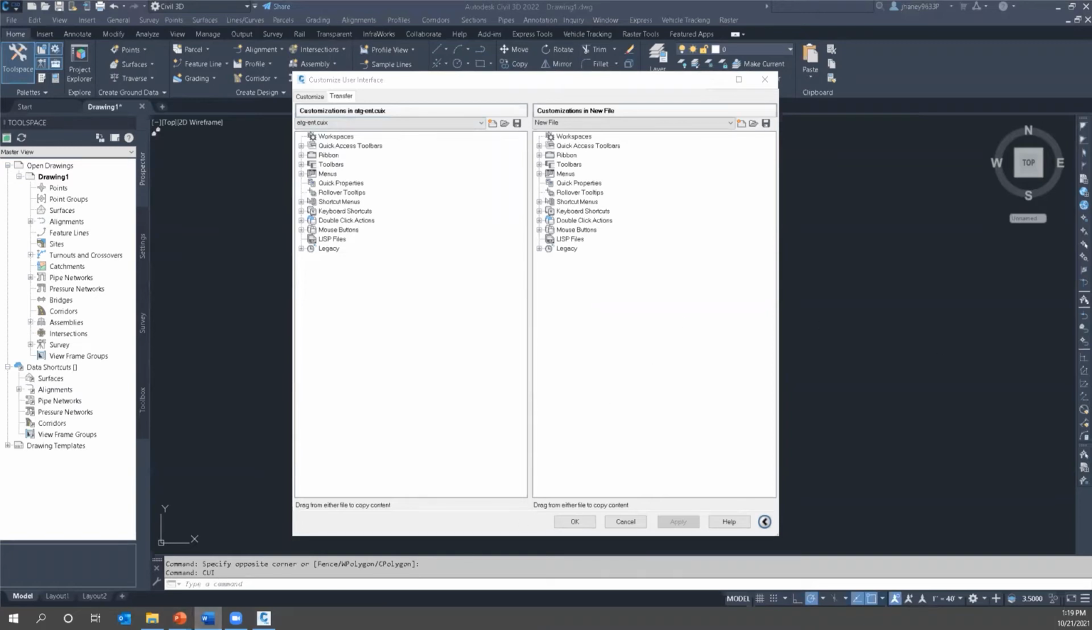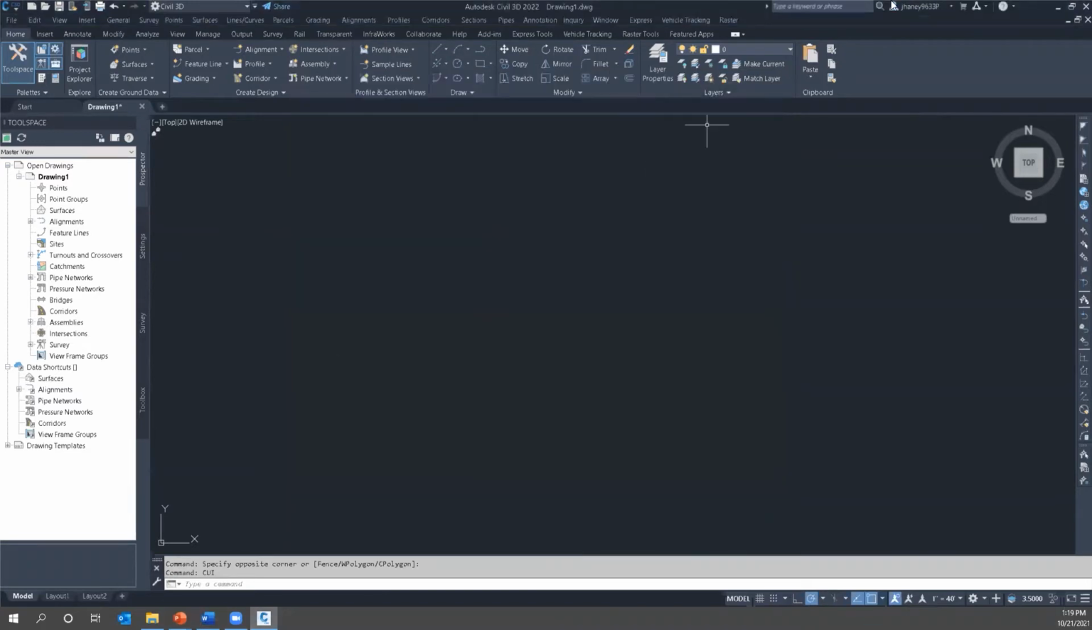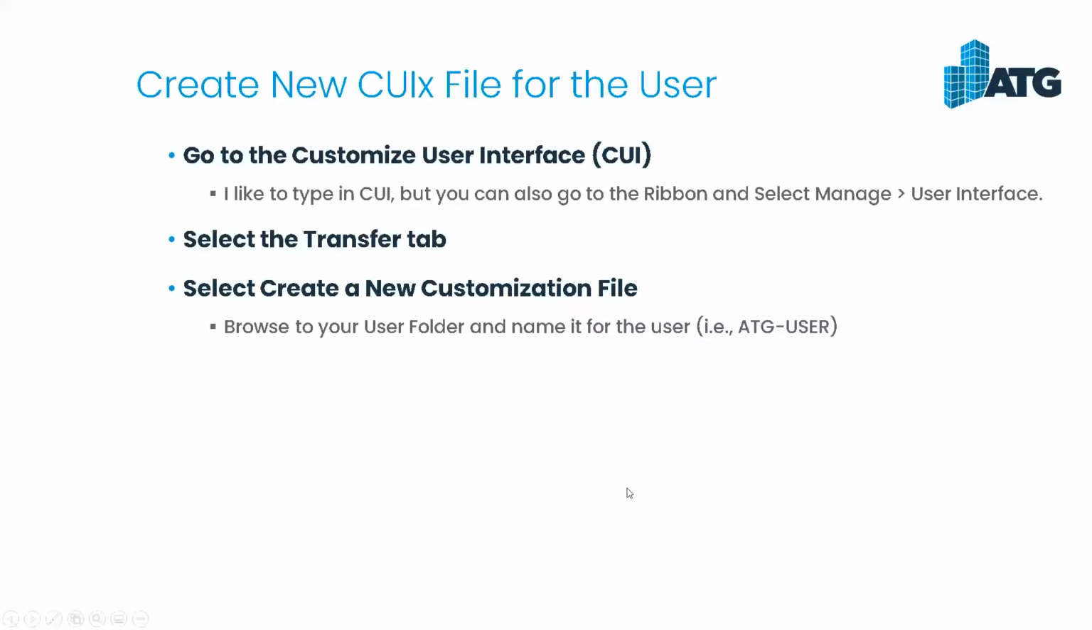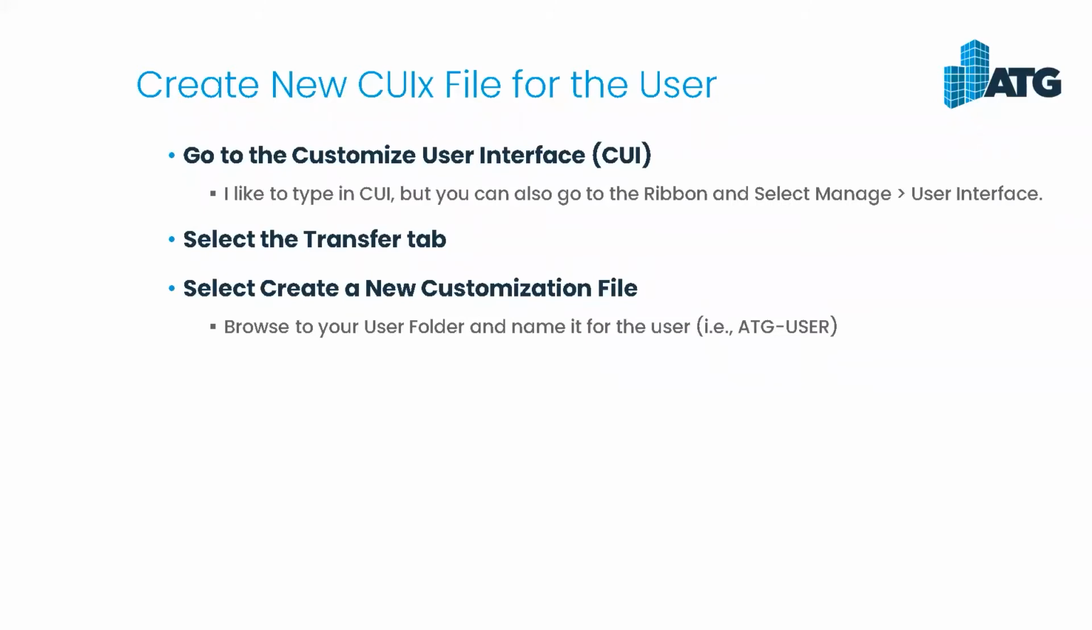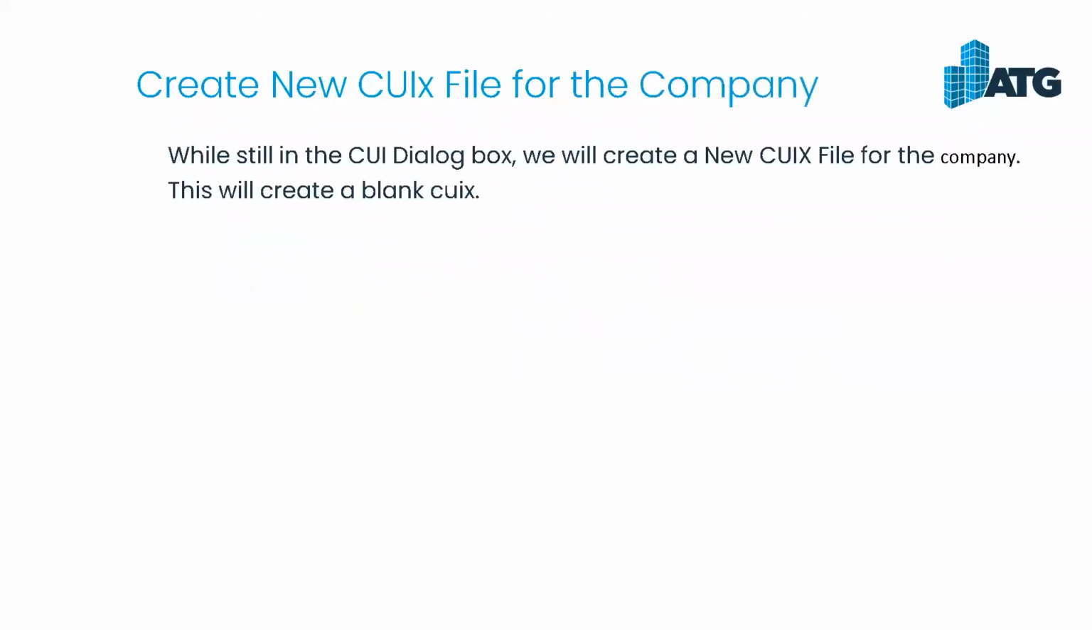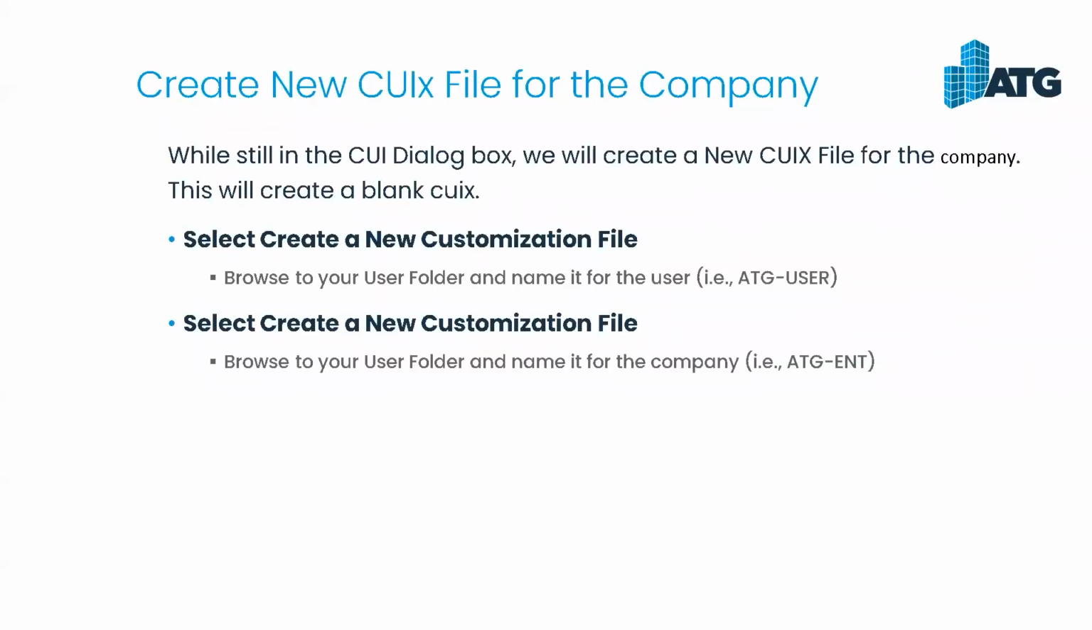So if we go back over, let me go ahead and hit OK here. If we go back to our slideshow, create a new CUI. We just did the CUI for the user. We've already created the one for the company, but this is the process. We selected create a new customization file, and we made one for user and one for our enterprise. Now we're going to apply some company CUI files to our main.